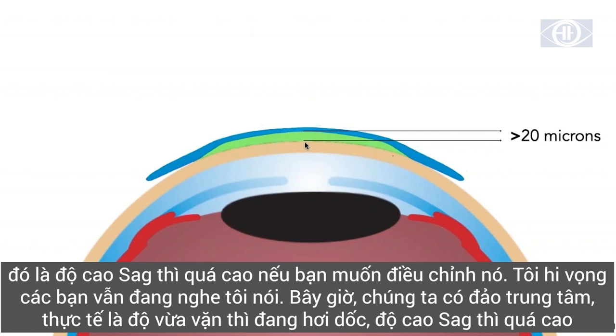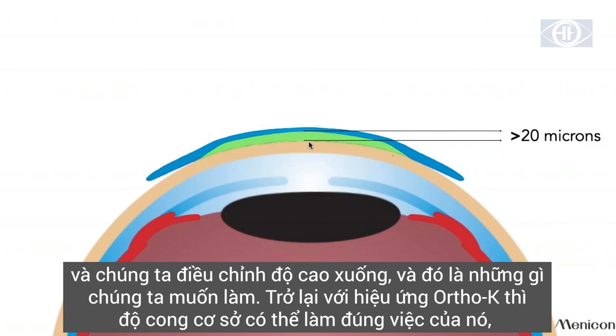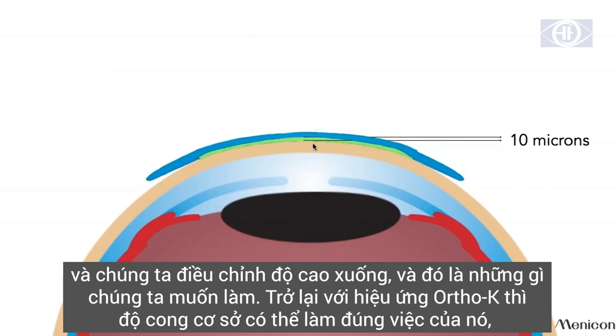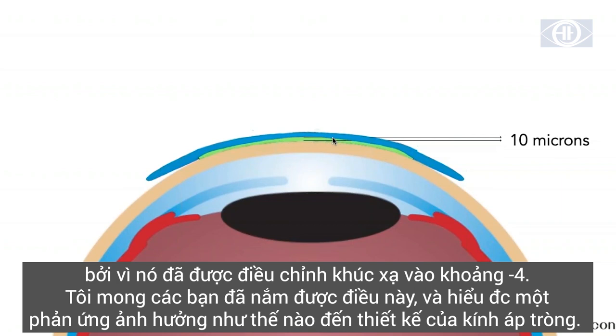So what we are doing at the moment, we give a central island. In fact, we're saying the fit is too steep, the height is too high. We lower the sagittal height of the lens. That's what we want to do. And then we are going under the 20 micron barrier again, and then we have our Ortho K effect back, and then the base curve can do its job because it was already corrected for -4. I hope everyone gets it and where I'm coming from.